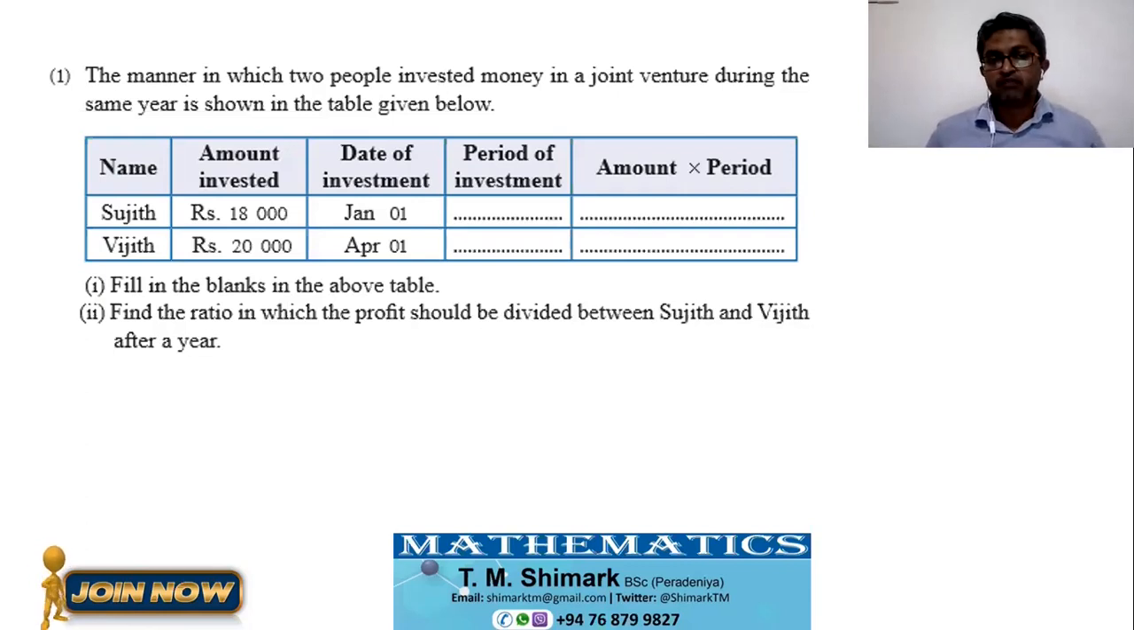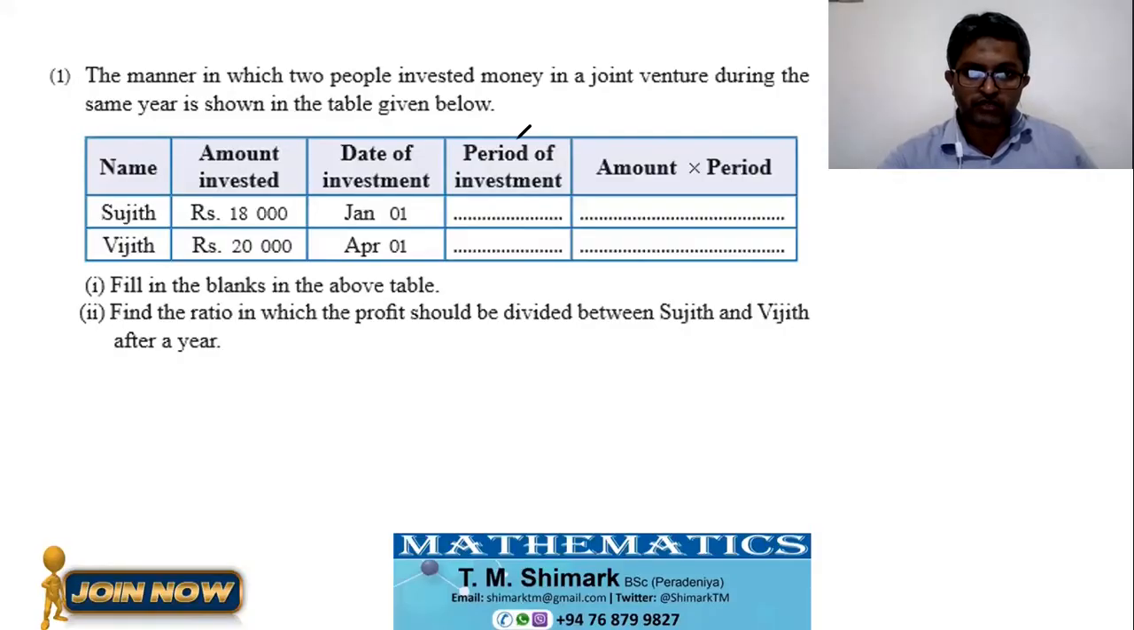Right? Can we find the period of investment, amount into period? Period of investment: because we said after a year, January 1st means 1 year, 12 months, right? Here 12 months. And for this one, April to the end of December, how many months will you check? April, May, June, July, August, September, October, November, December, right? 9 months. Amount into period: amount is 18,000, 18,000 into 12 months. Here 20,000 into 9 months.